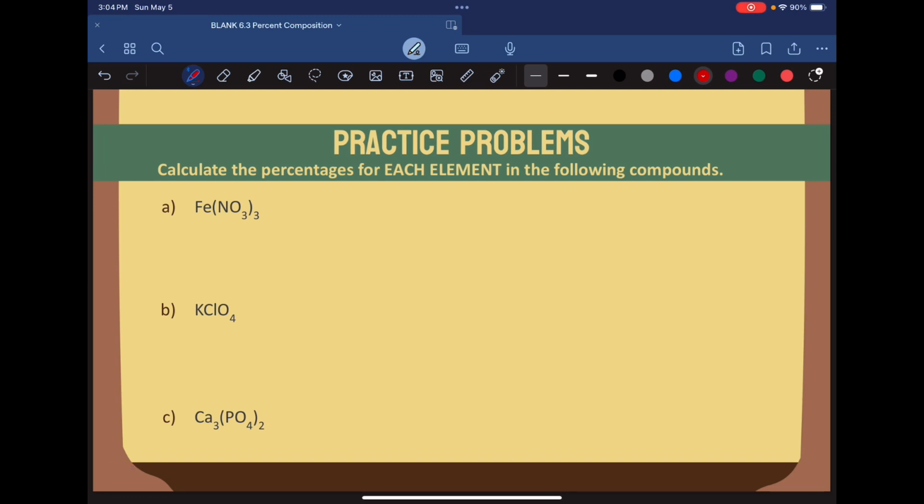Take a pause and calculate the percentages for each of the following compounds in these practice problems, and then press play to check your answer.